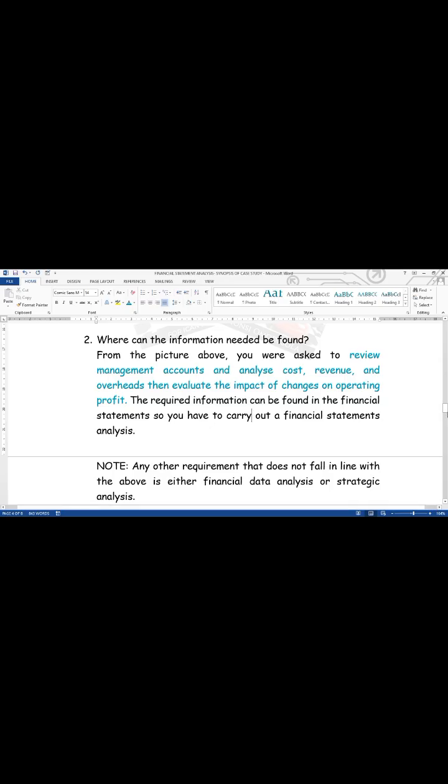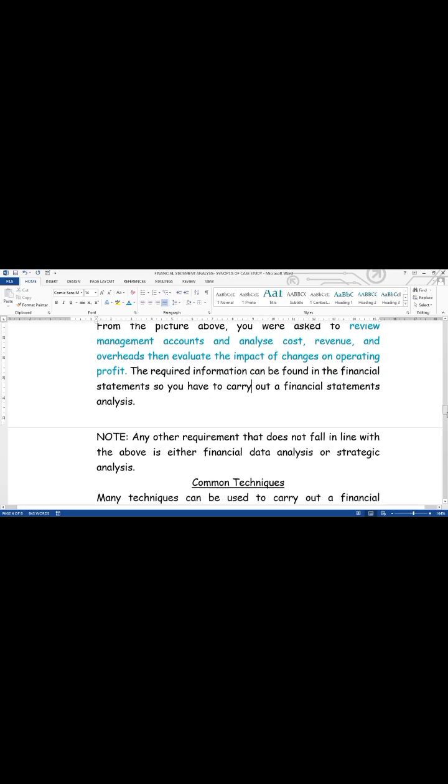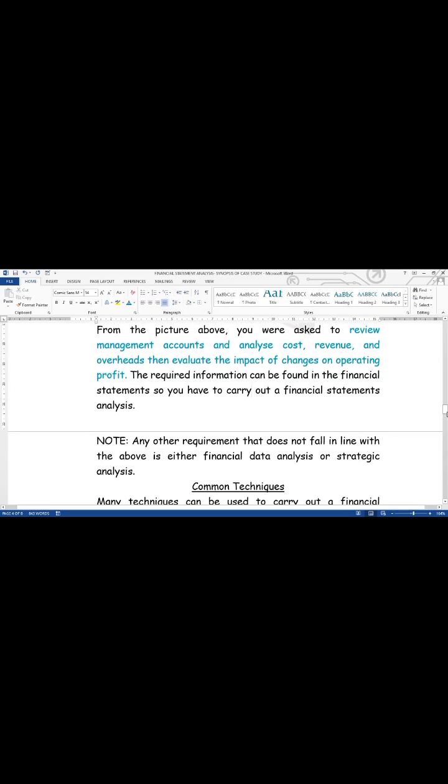Now note, any other requirement that does not fall in line with the above is either a financial data analysis or strategic analysis. If what you need to do is not related to the financial statement, then it is not a financial statement analysis. If the information that you will need to carry out that review, analysis, or evaluation is not going to be from the financial statement, then you don't have to do a financial statement analysis.